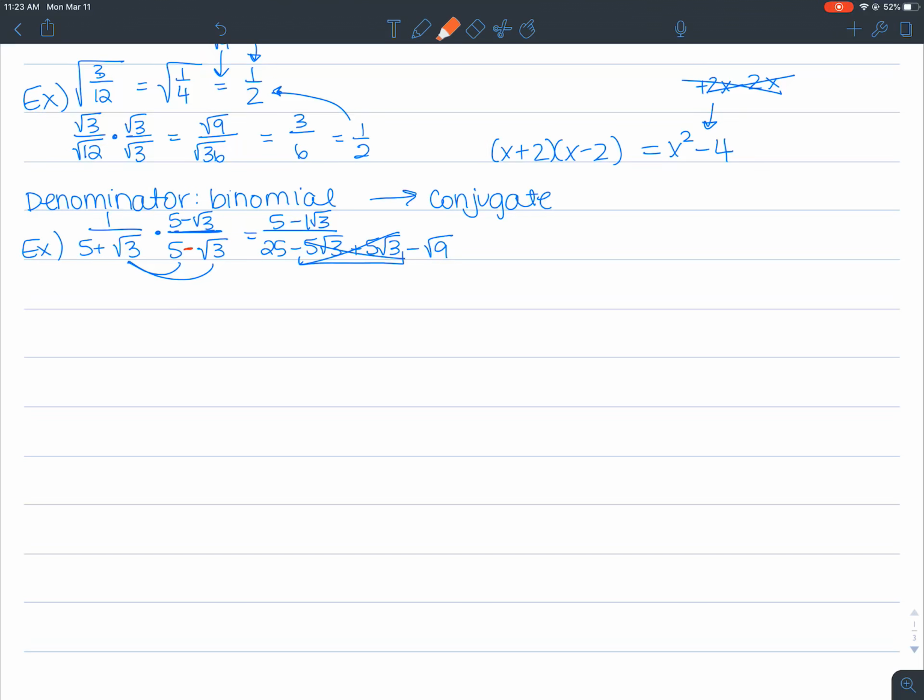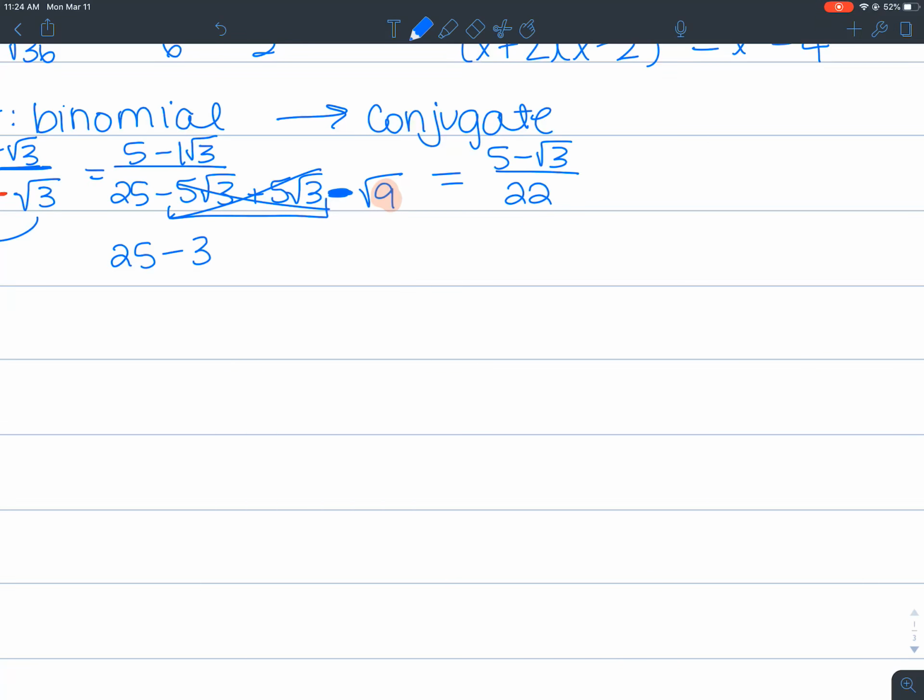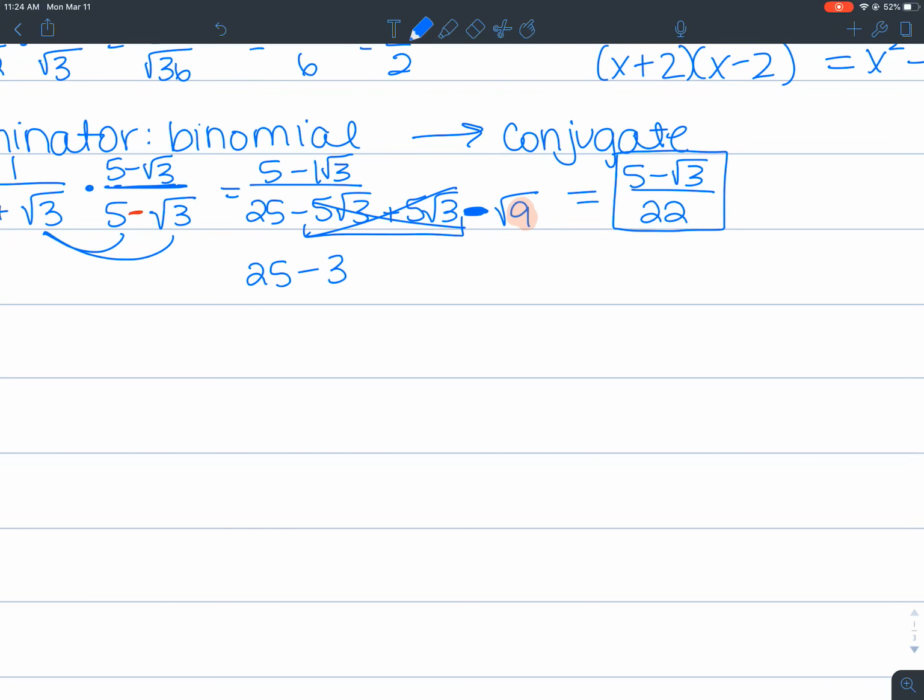The other benefit of this is we now have the perfect square inside this radical. So this is actually going to become 25 minus, because of this sign right here, and square root of 9 is 3. So the top stays 5 minus root 3, and the bottom is now 25 minus 3, which is 22. Now, I don't have any other like terms between these, so I'm done.